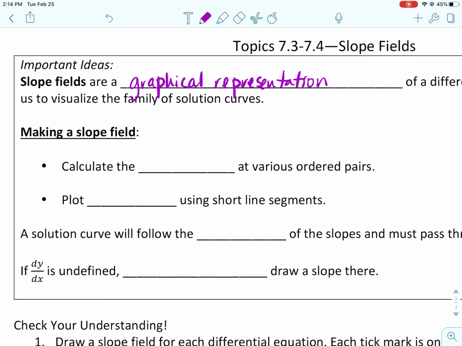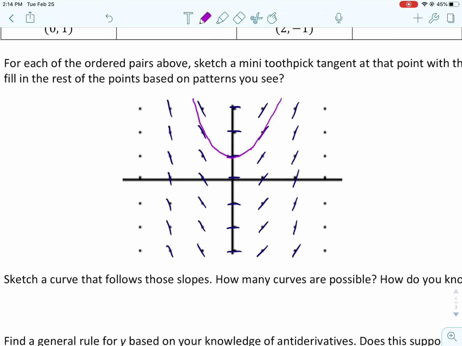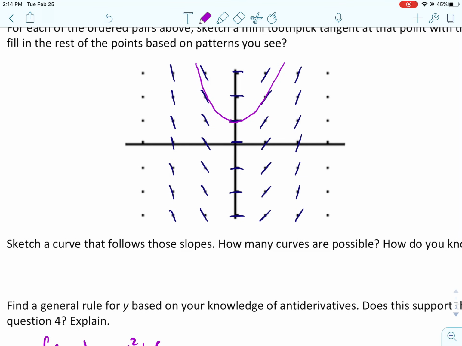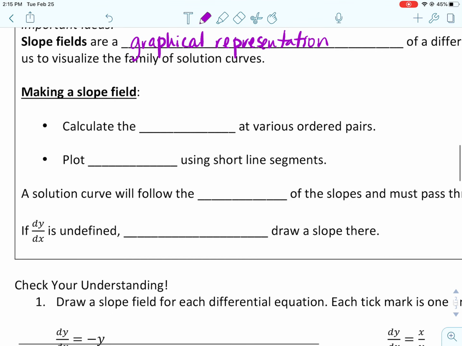So a slope field can give you a function family. What was the function family of the slope field we just did? Quadratics, right? So that's what we can get from a slope field: if we have dy/dx, what kind of function y is. That is an important thing slope fields show us.